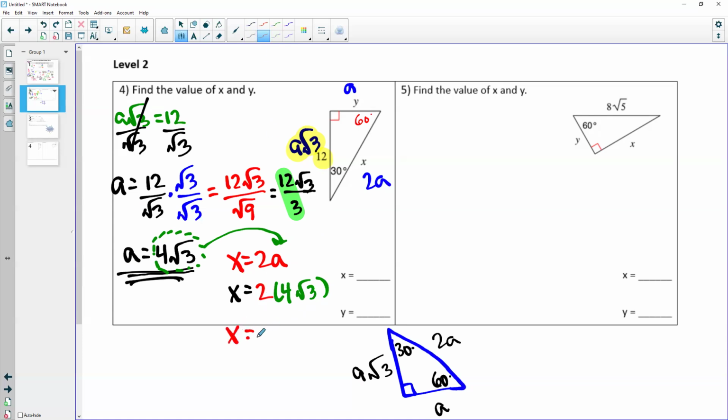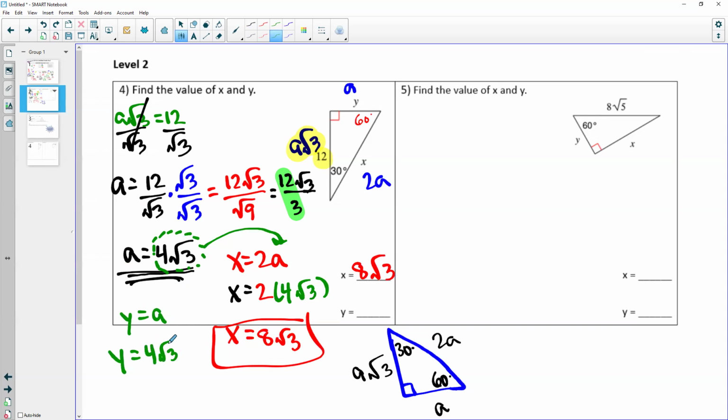We multiply those two together, we get 8 square root of 3. So the value of x is 8 square root of 3. If I want to find the value of y, well, y is simply our side length of a. So if y is just our side length of a, we already know what a is. It's 4 root 3. So y is equal to 4 square root of 3. And there's our answer.